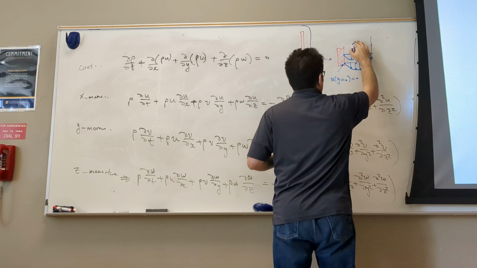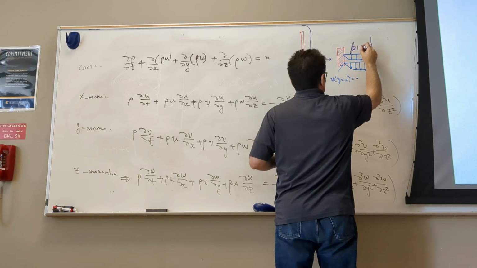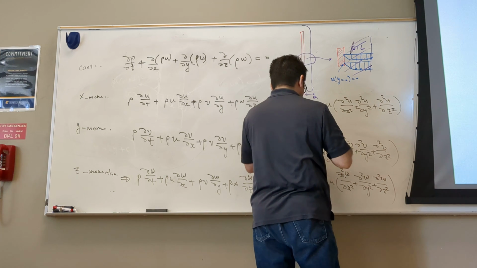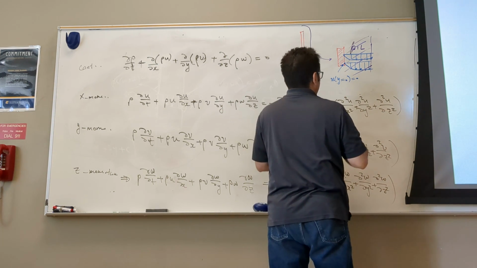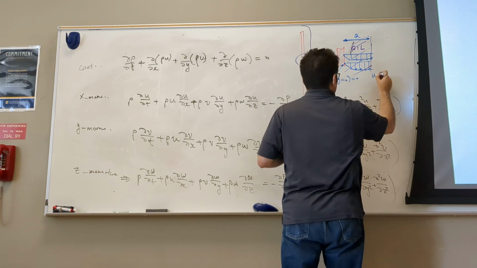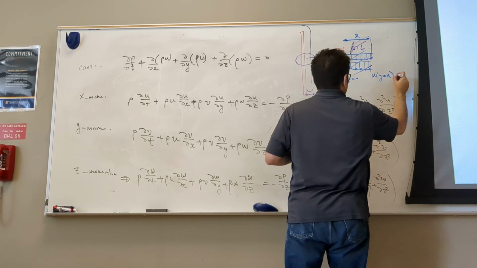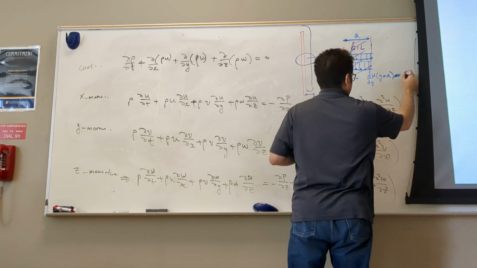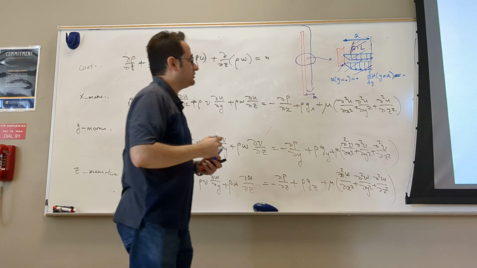That's the fluid, the oil. That's the oil. And A, from here to here is what? A. u at y equals A, du/dy at y equals A, is equal to 0. So there are two boundary conditions.